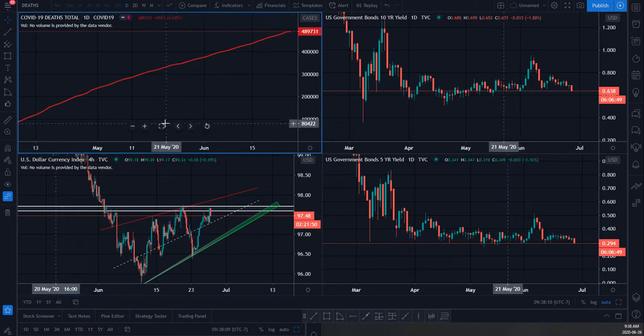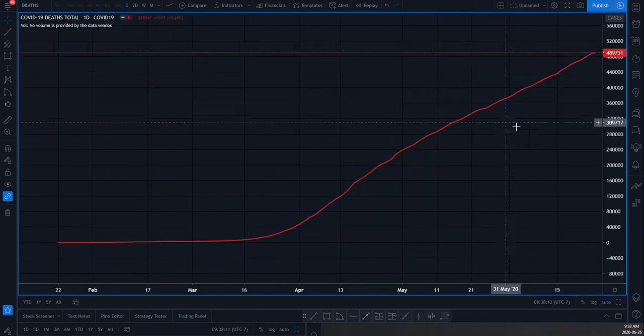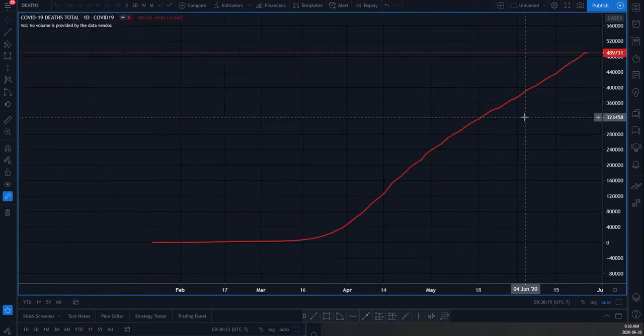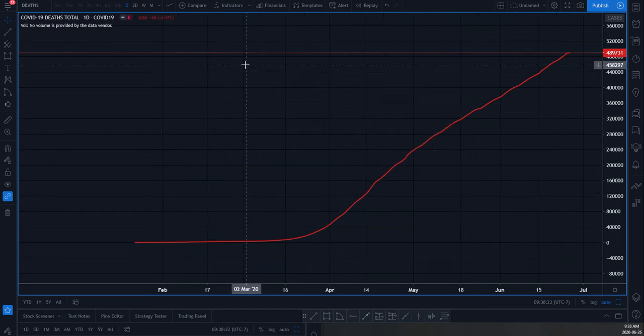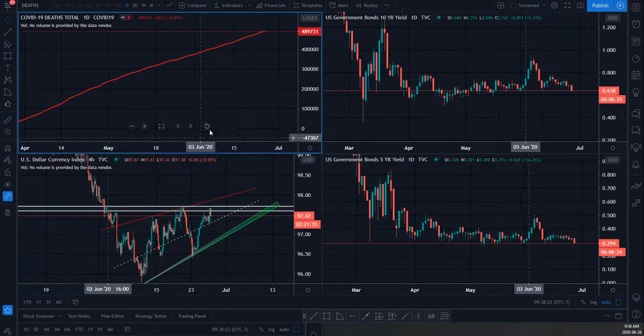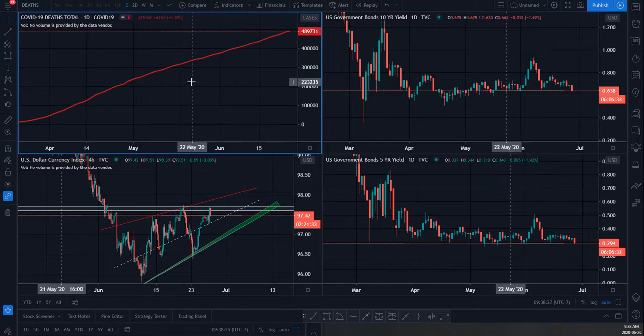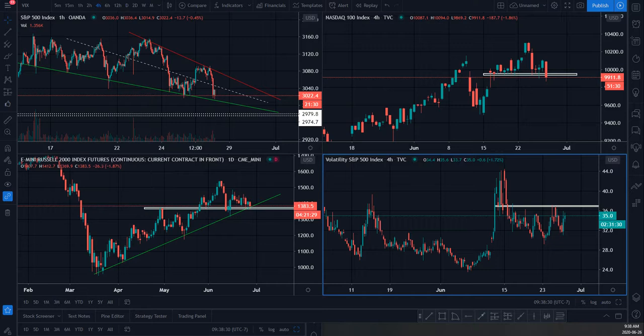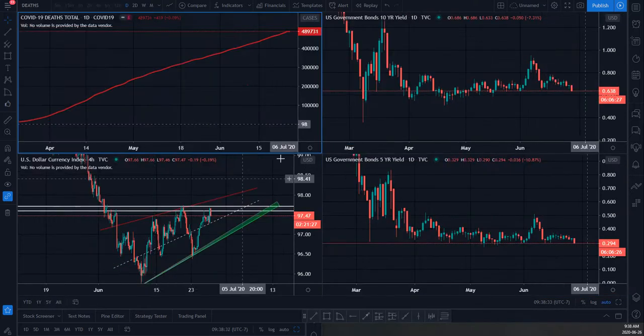I got a quick chart of the total number of deaths from the virus. Still climbing up. We're still under 500,000, but it doesn't really seem like it's stopping. We haven't really covered it too much, but I thought I'd leave that on the chart just in case people do want to be looking at it. So that's going to be equities, a little bit of currencies, a little bit of bonds.